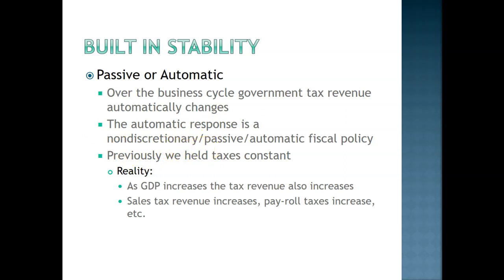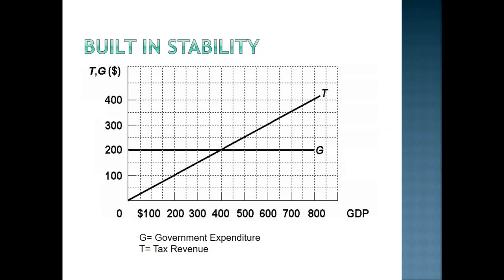So previously, again, we held that taxes were constant, but that is not actually true. So we have this thing called the built-in stability graph, which looks about like this. It is a completely discussion-based graph here. Okay, so G right here is going to be government spending, and we're just going to hold that constant. Is that reality? No, but with that said, usually the government doesn't change their spending around that much regardless.